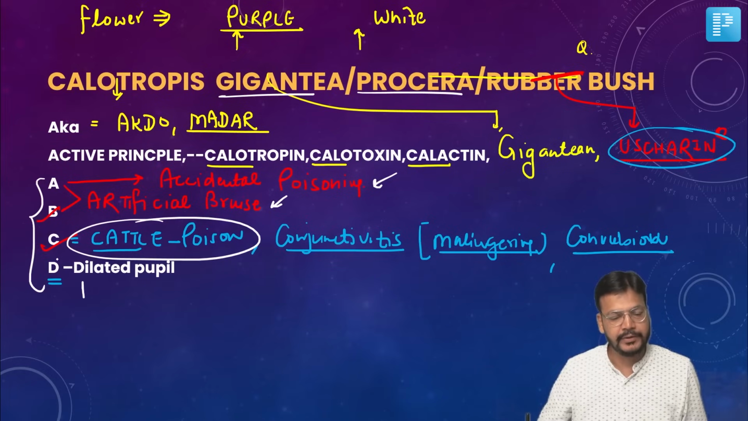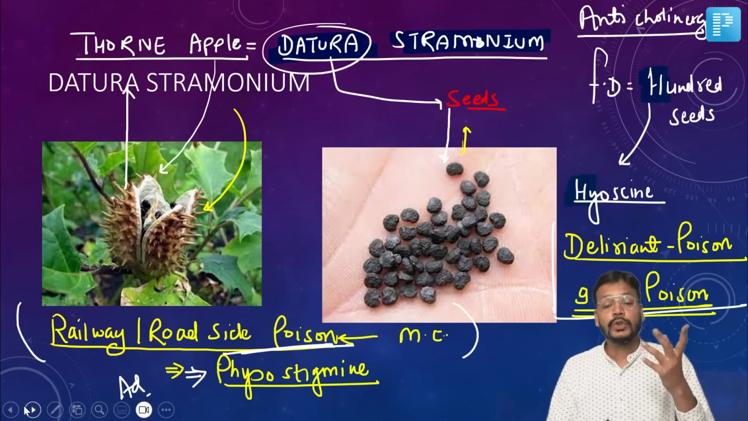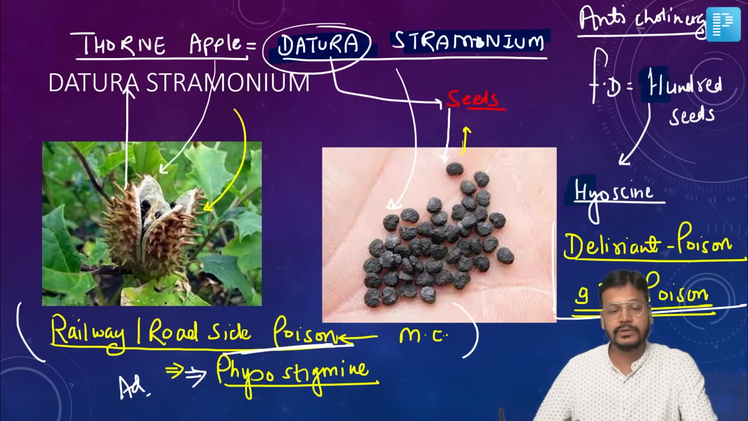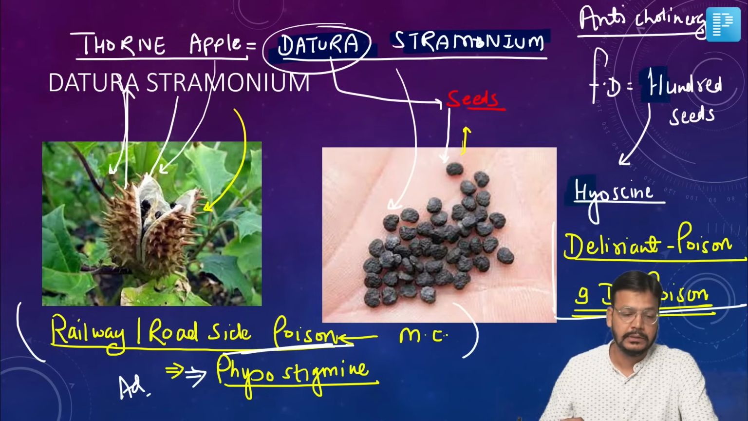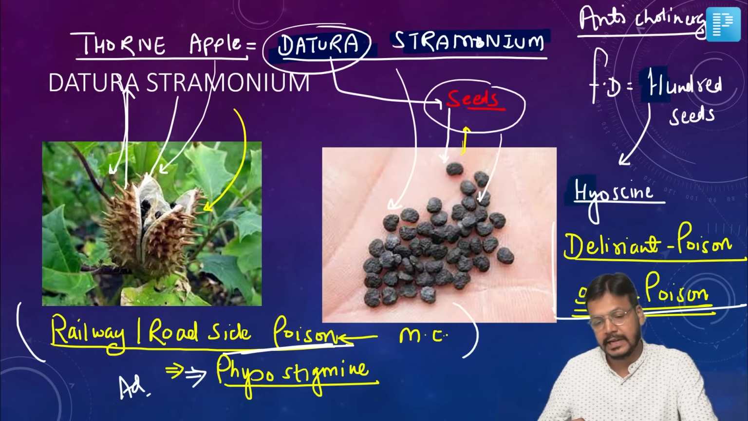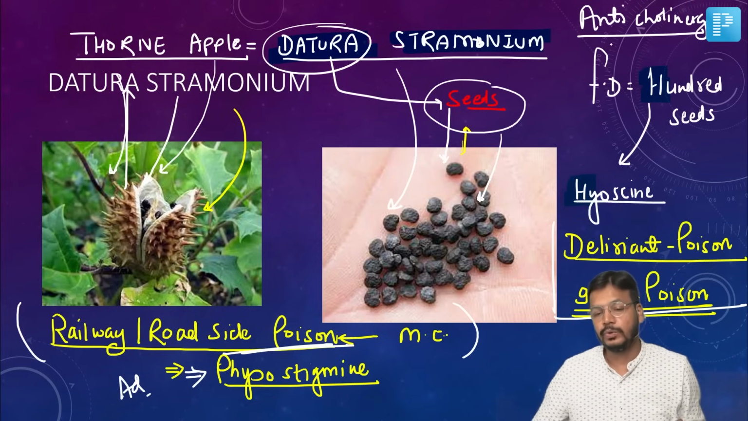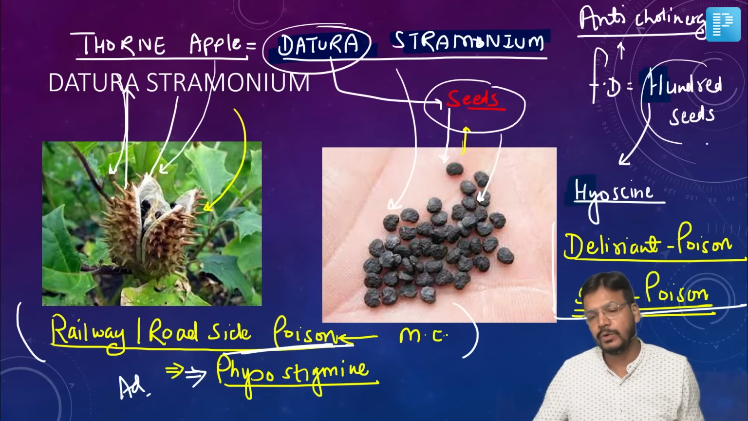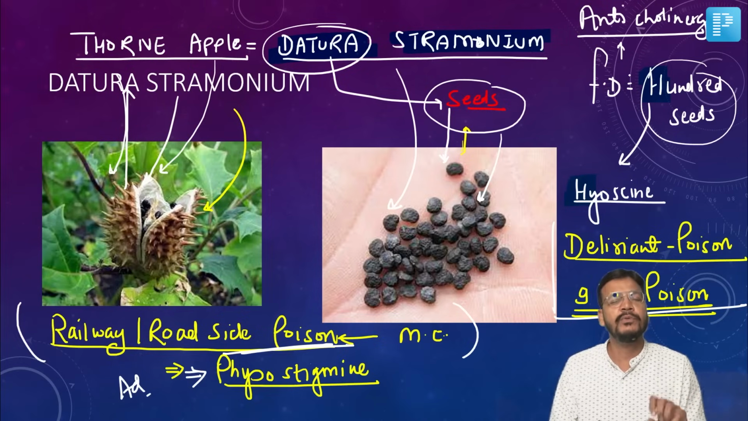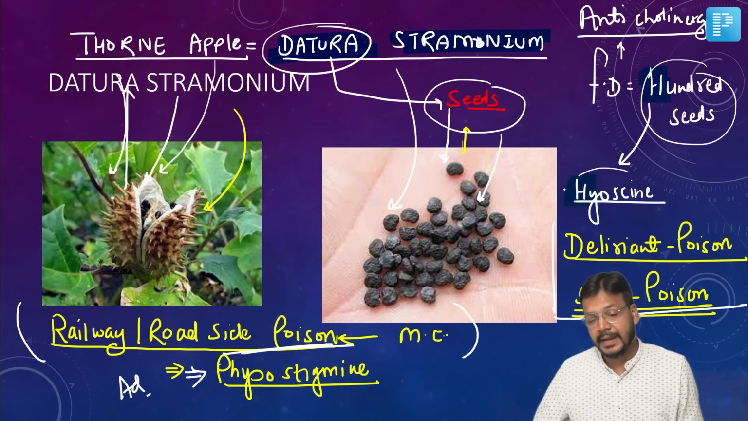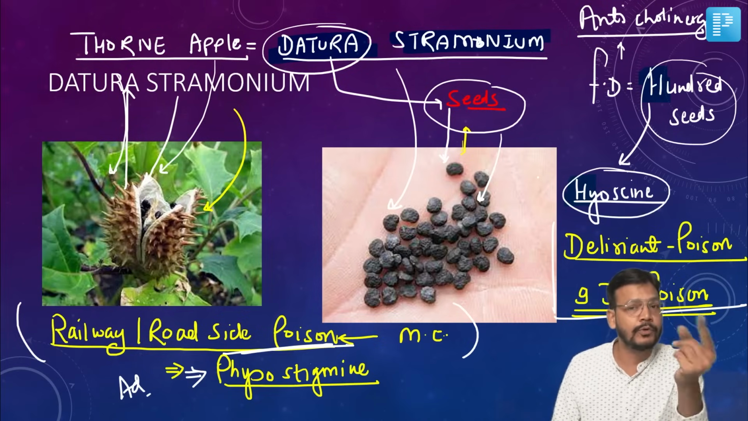So I made a trick, ABCD. Dilated pupil. Thorn apple is Datura stramonium. You can see the thorns. If you see the seeds, they are brown colored. You can identify Datura seeds by brown color. Datura is an anticholinergic plant. Fatal dose is almost 100 seeds, 100 to 125. And the main anticholinergic principle is not atropine, it's hyoscine.